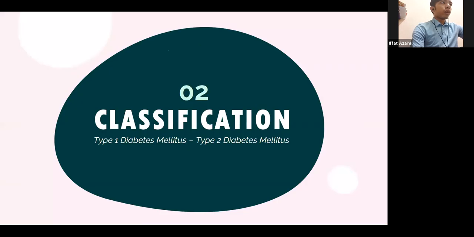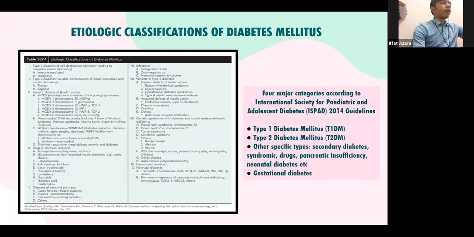First, we need to classify the diabetes mellitus into several categories or several classes, which differ by their etiology. From different types, so different etiology. So this is a picture I got from Nelson's, which displays the etiology and classification of diabetes mellitus. But I'm not going to go through all of it. In the ISPAD 2014 guidelines, there are four major categories that need to be our main concern.